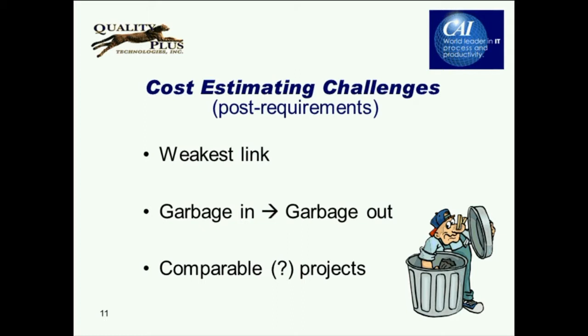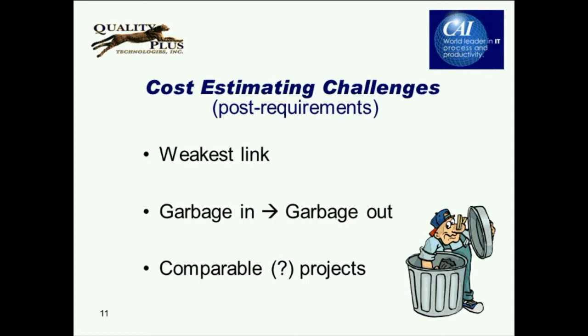So what happens? What other cost estimating challenges do we have? Well, we've got this issue of the weakest link, and I'm sure you've heard that term, that the strength of a chain is based on its weakest link. In cost estimating, whatever the weakest link is going to determine the accuracy of our estimate. So if we've got no idea what the requirements are, that's going to be the weakest link. If we have no idea who the people are that are going to be involved, whether we're going to outsource part of it to India, that's going to be the weakest link.